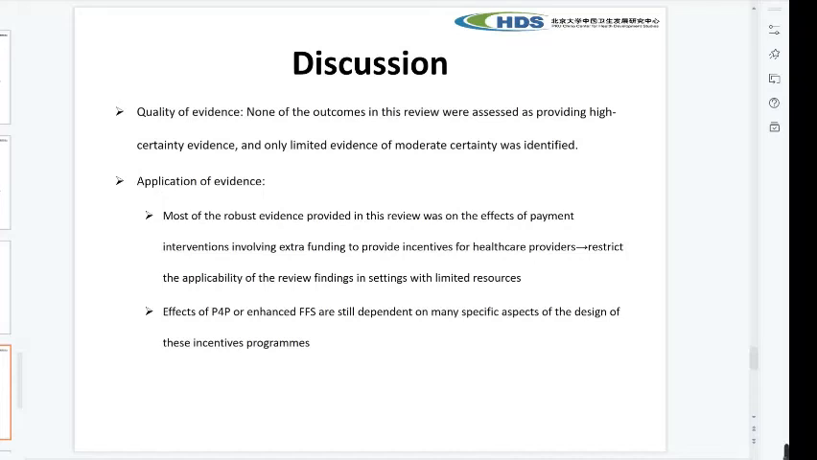And we also need to remind the purchaser or insurer that even though we found that P4P or enhanced fee-for-service can work in motivating the delivery of some services, the effect of this payment still depends on the specific aspects of the design of the incentive program. For example, what kind of performance target they selected, or how frequently the providers were evaluated and paid.